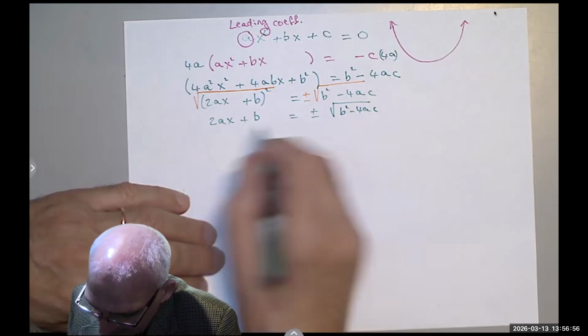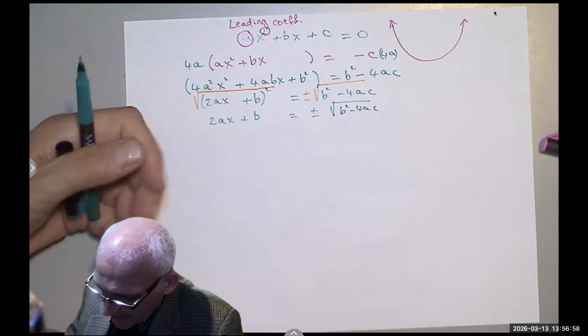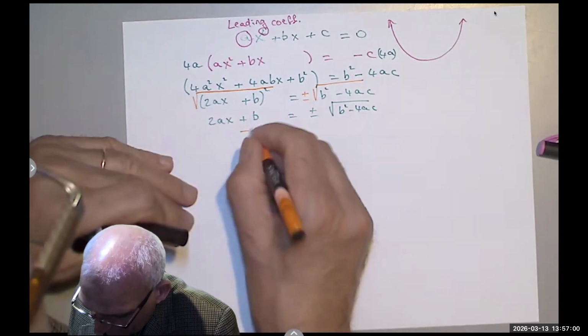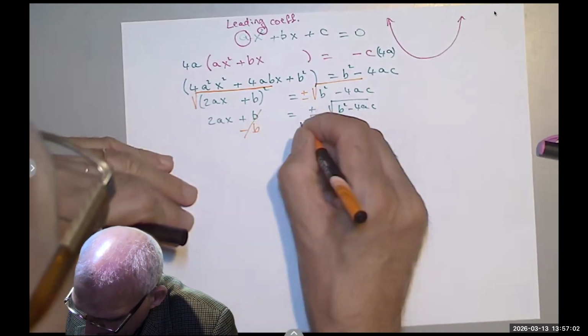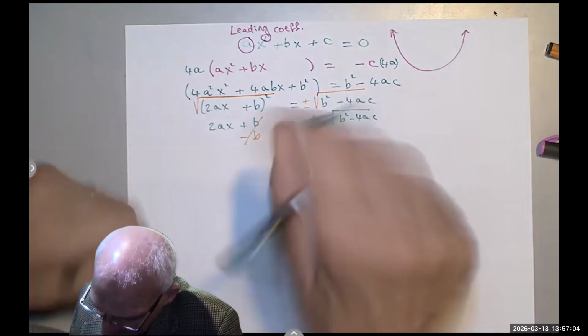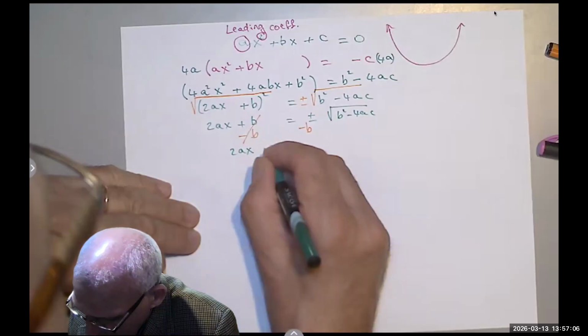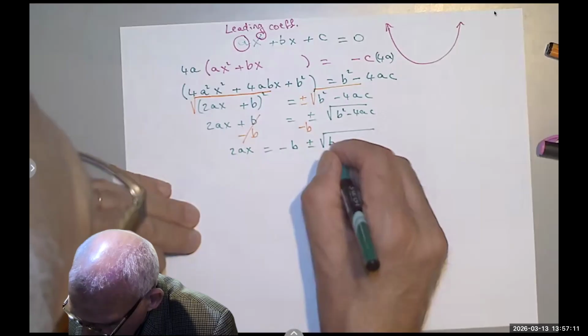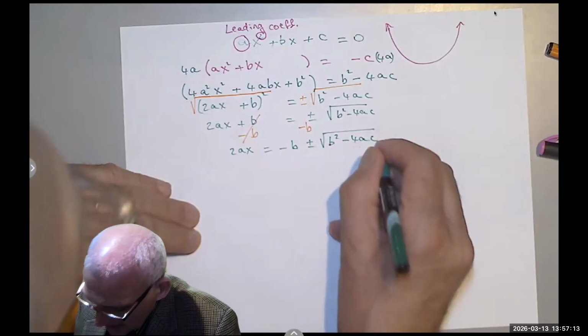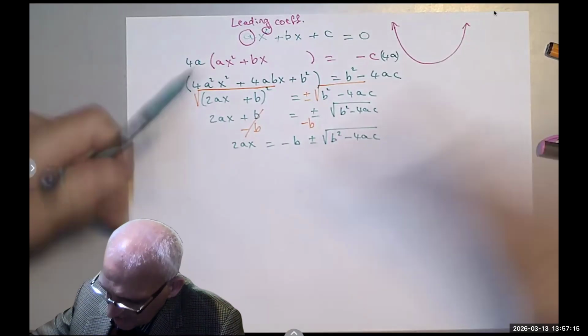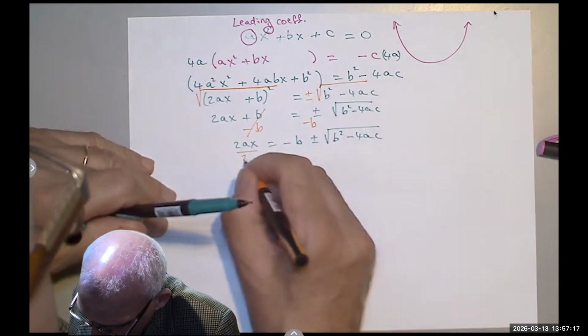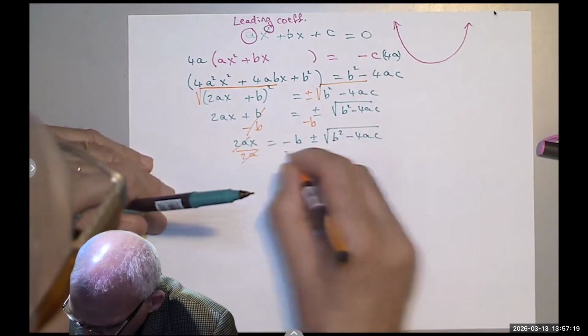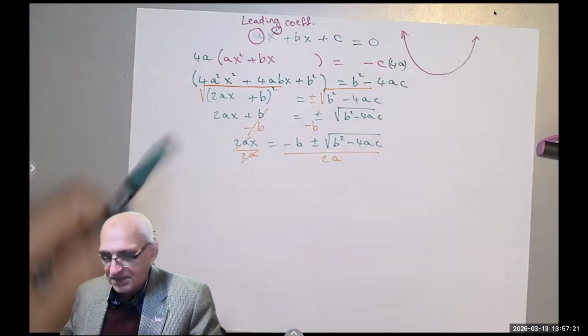And after that, you subtract b from both sides. So you get twice ax equals negative b plus or minus the square root of b squared minus 4ac. And finally, you divide both sides by 2a, twice a, to get the x. And you get the familiar equation.